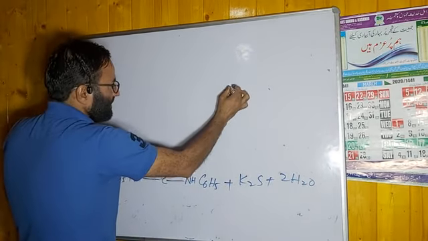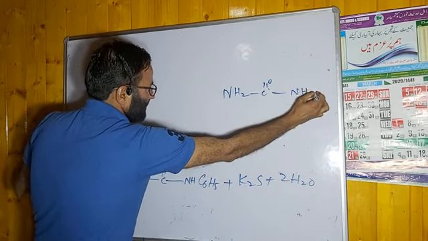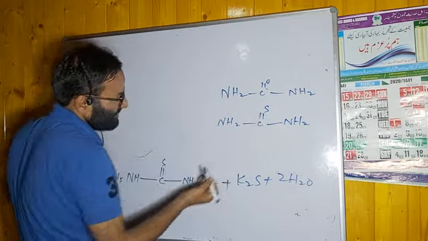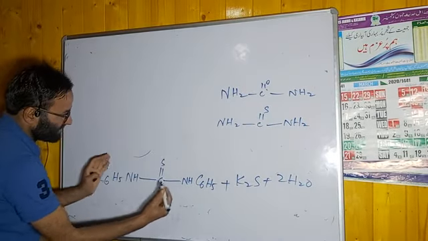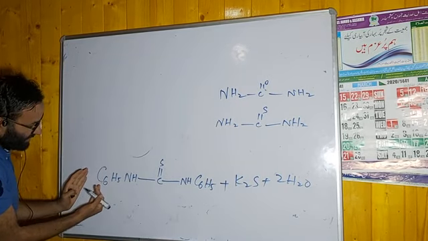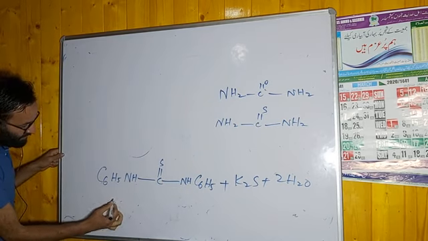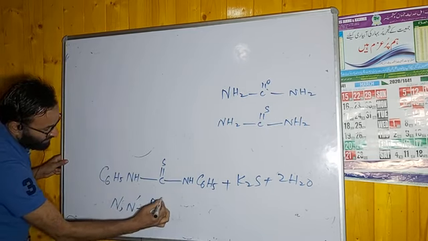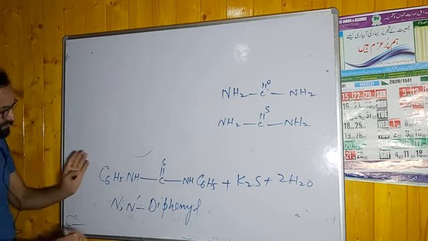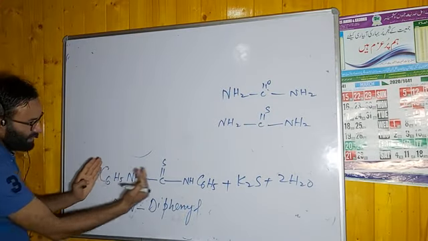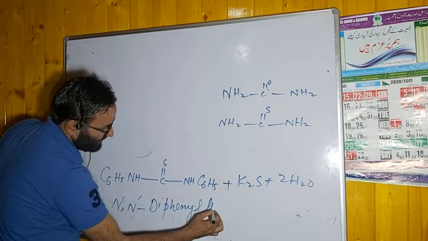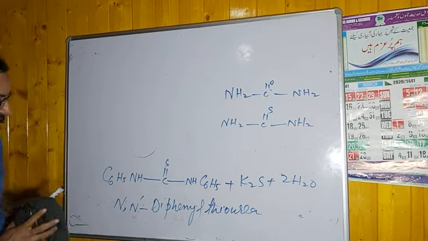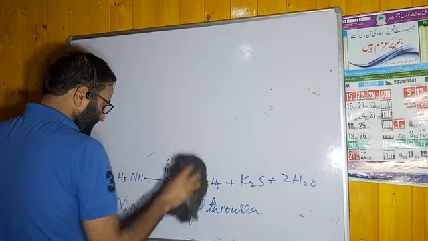Dear students, I have already mentioned this is urea. If instead of oxygen we use sulfur, it becomes thiourea. If you compare this one, it is just like thiourea, but the only difference is that there is phenyl on the nitrogen. Then what will be the name? It is N, N' diphenyl, since this is the N of this side and this is the N of the other side. So the name is N, N' diphenylthiourea. This is the compound which you have to remember. But it can be decomposed further.